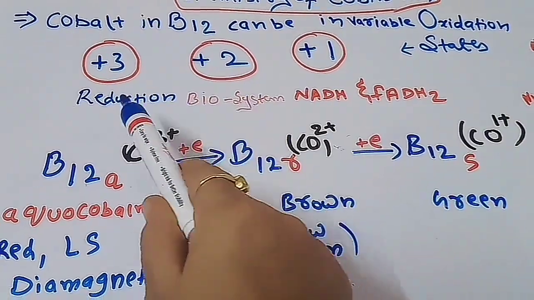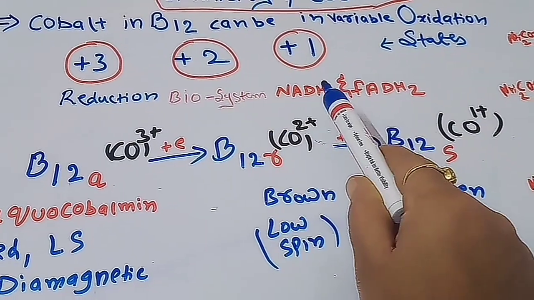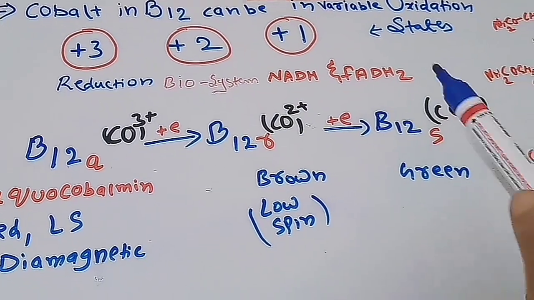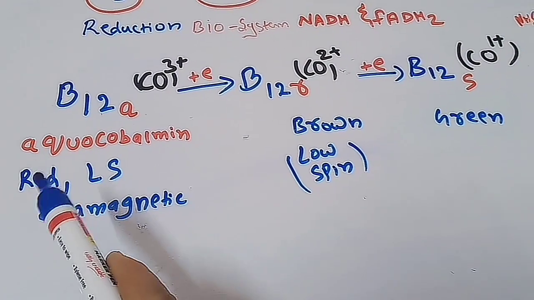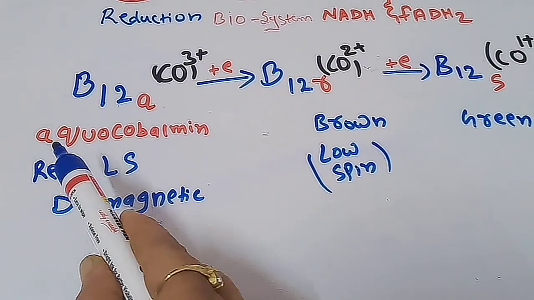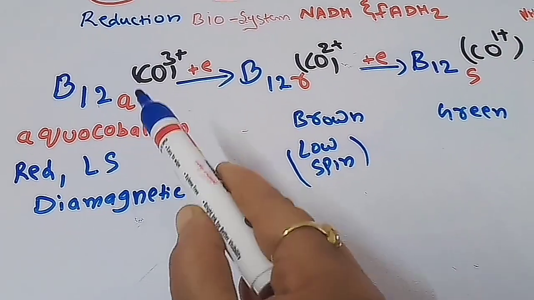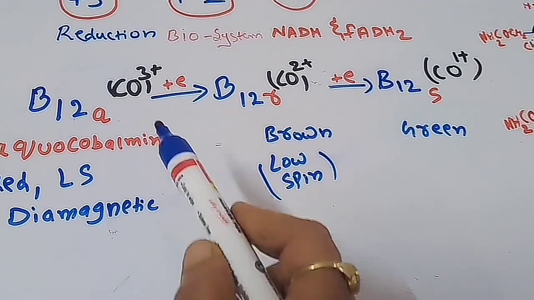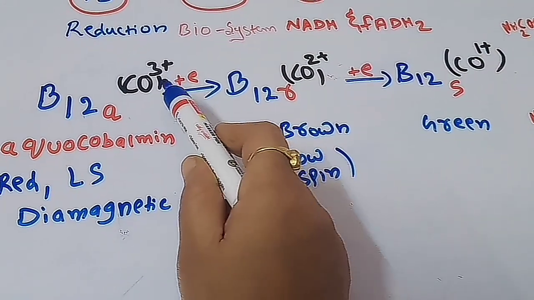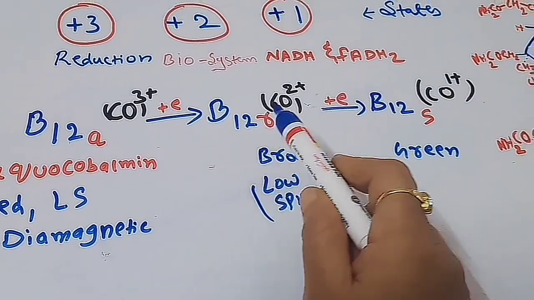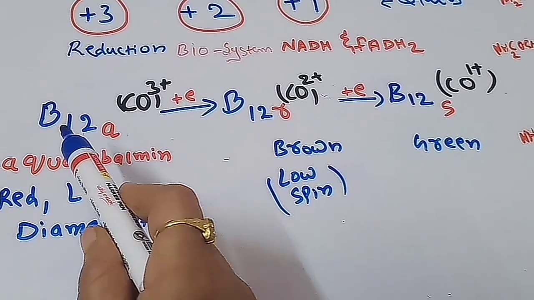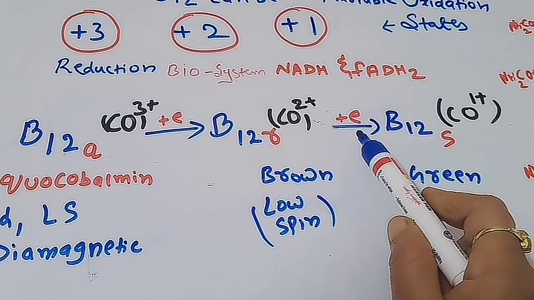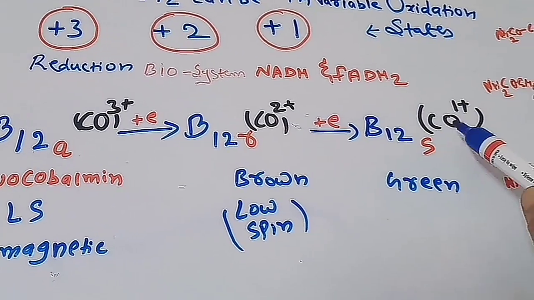So we can say that the reduction of +3 takes place to +2 and further to +1. And in biological systems, these reductions are carried out by NADH and FADH2. Now if we consider aqua cobalamin, it means vitamin B12 which has a water molecule as a ligand at the 6th position. So the name is aqua cobalamin. When it goes to reduction, when the 3+ state accepts one more electron, it gets converted to the +2 state. It changes to B12R form, and it again accepts one more electron and gets converted to the Co+1 state.